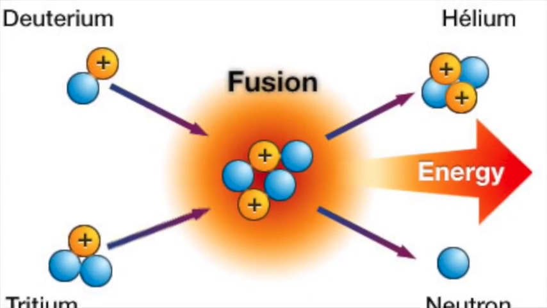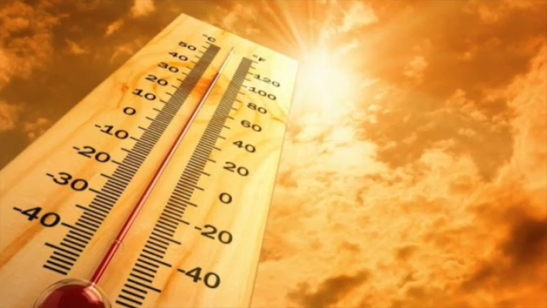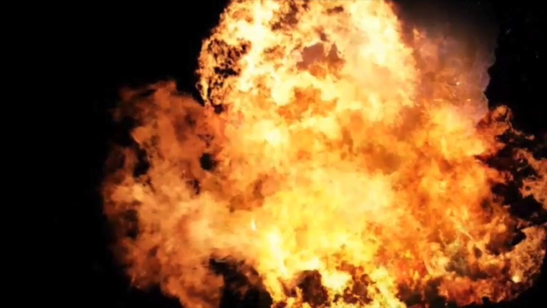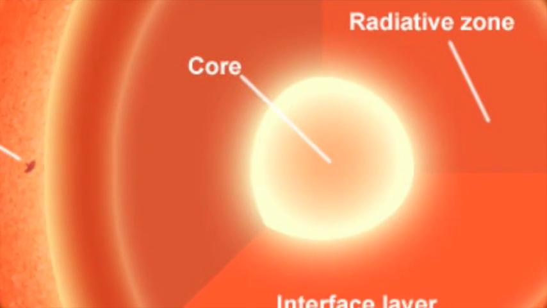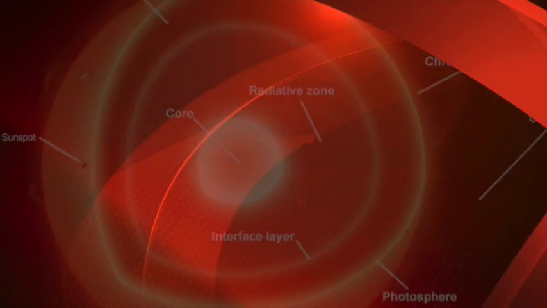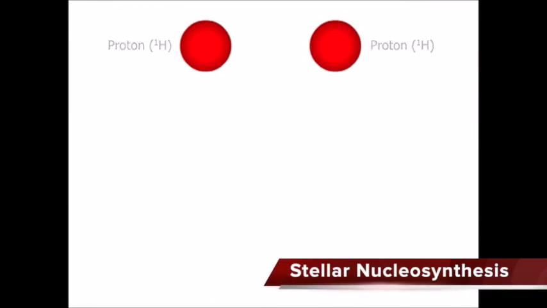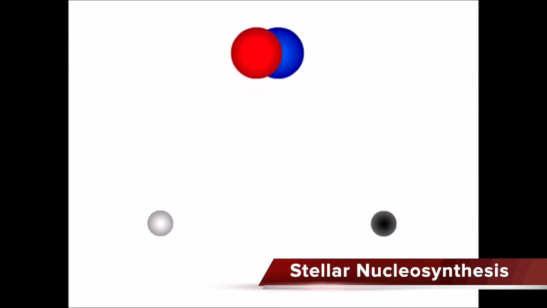While joining atoms together sounds simpler than splitting one, it actually requires extremely high temperatures and lots of energy. The only place capable of sustaining these conditions naturally is the core of a star. In a process called stellar nucleosynthesis, high-energy hydrogen atoms collide and combine to form larger and more massive elements.